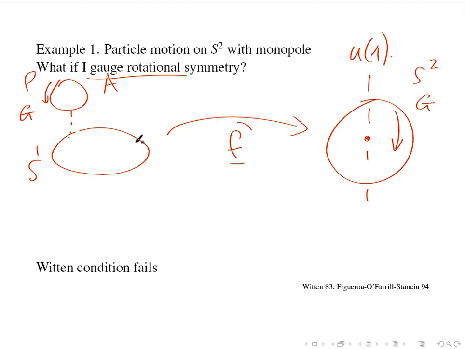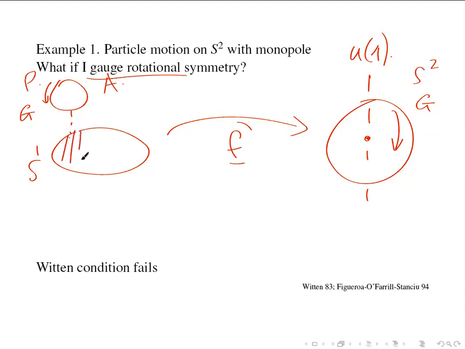And so that's the data of a gauge theory: a principal bundle P, a U1 bundle, a connection A, and an equivariant map F. And so now what I'd like to do is follow in Witten's shoes and try to construct an action in this gauge case. And so here's what I can try to do.